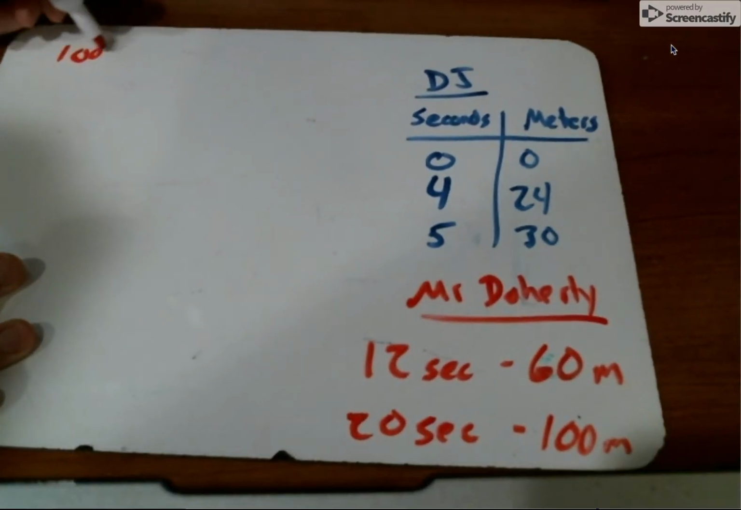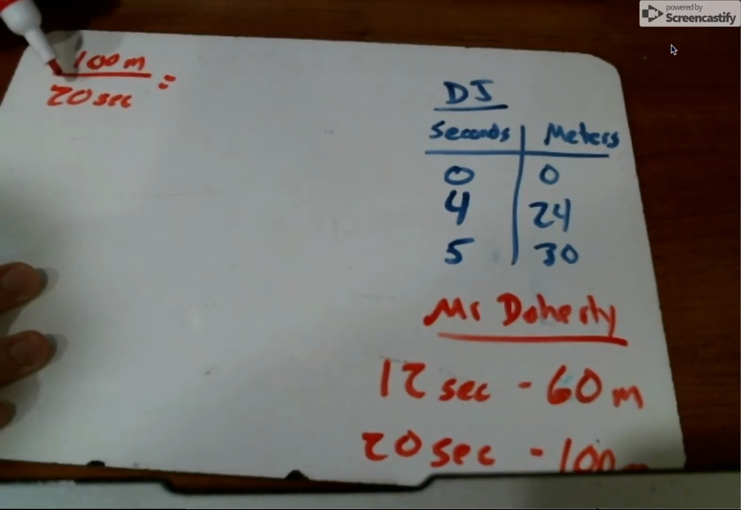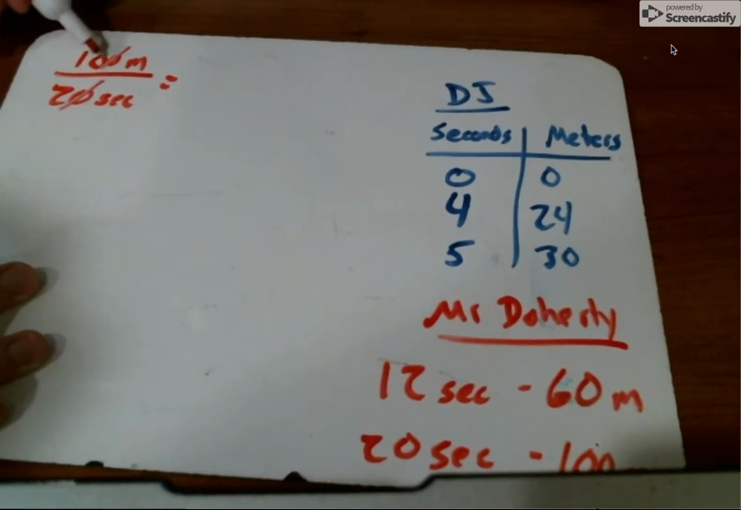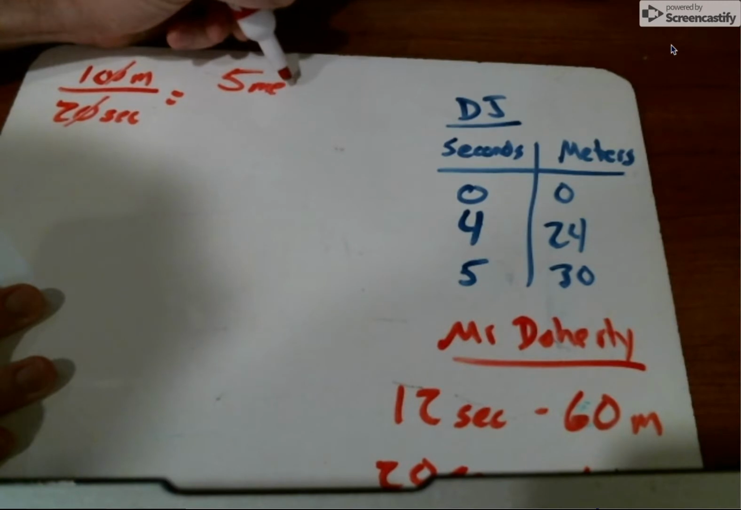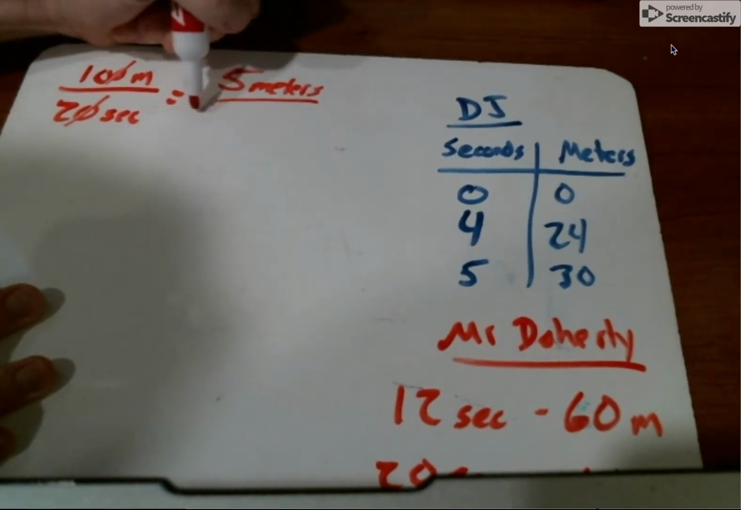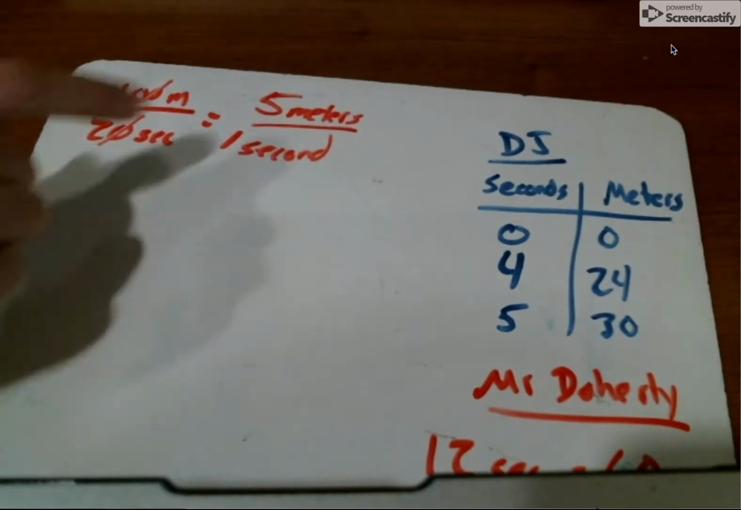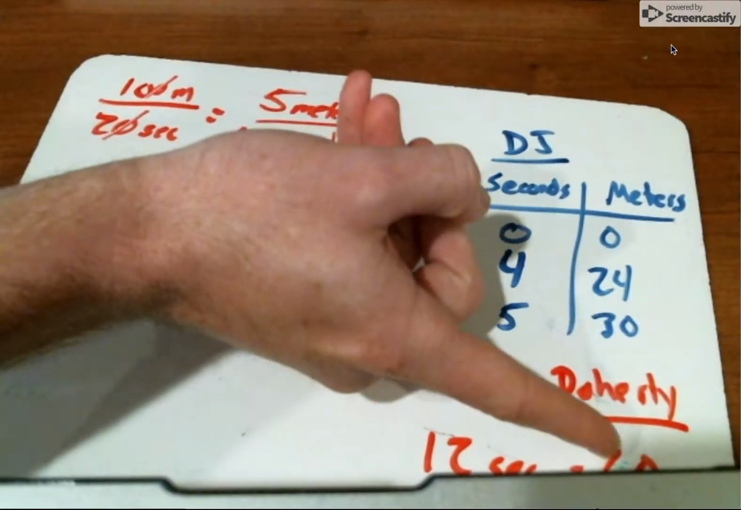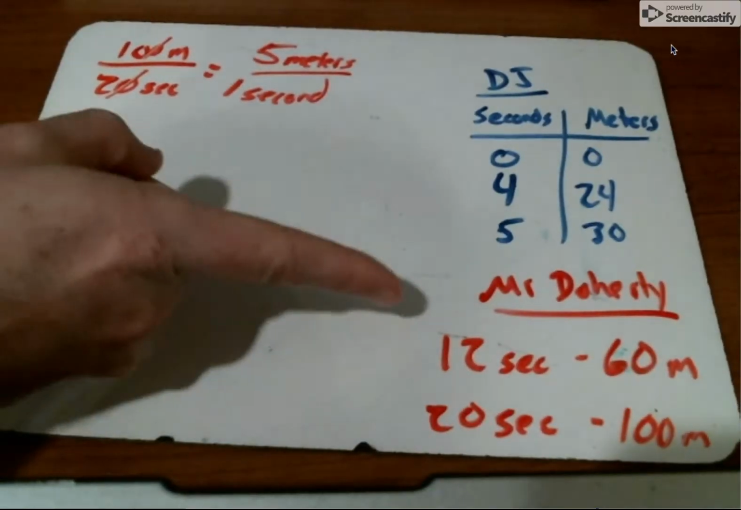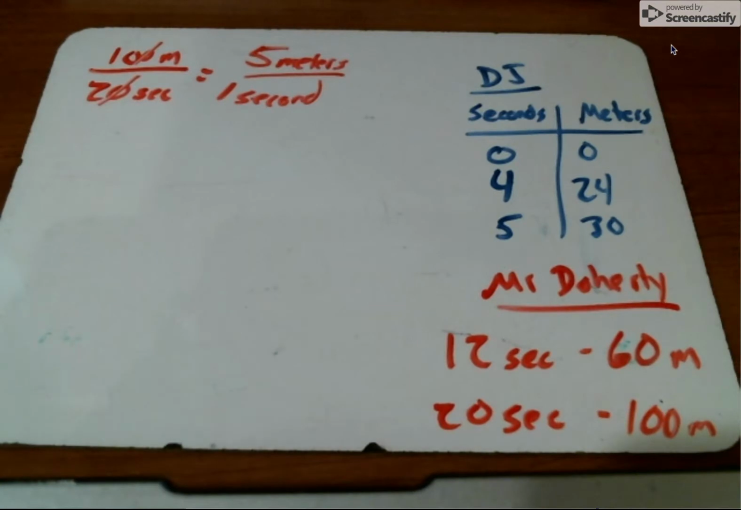So if I set up 100 meters per every 20 seconds, 100 divided by 20 is the same thing really as 10 divided by 2. So that's ultimately going to give us 5 meters every 1 second. So 5 meters every 1 second, that's the same thing as if you did 12 seconds times the 5 meters per second, that would get you to the 60 meters. We see that constant speed.